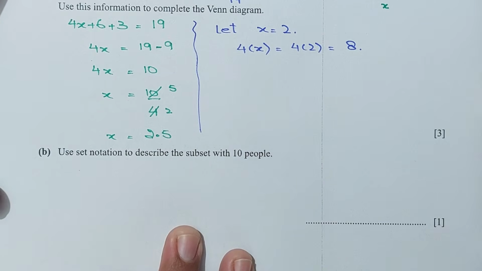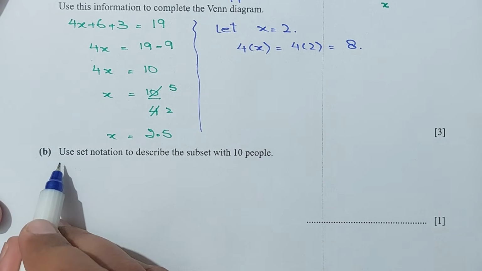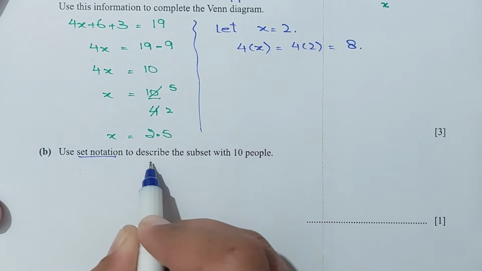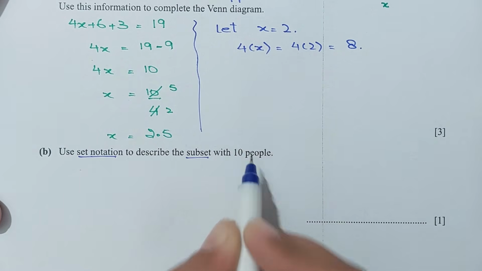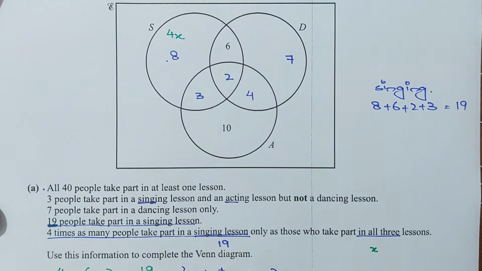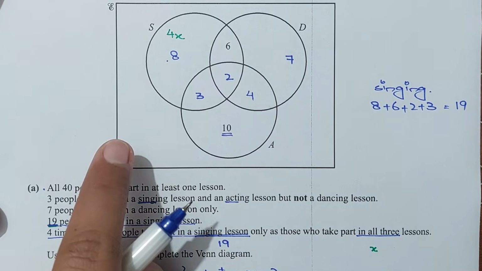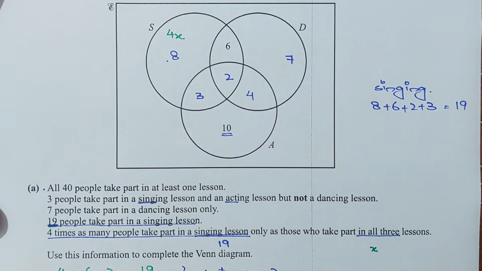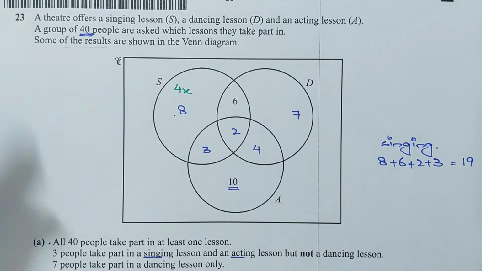Yes. Now for part B, use set notation to describe the subset with 10 people. Which has 10 people? This one has 10 people. Okay, wait a minute, before going to part B, we have to count the total number of people because the total should be equal to 40.